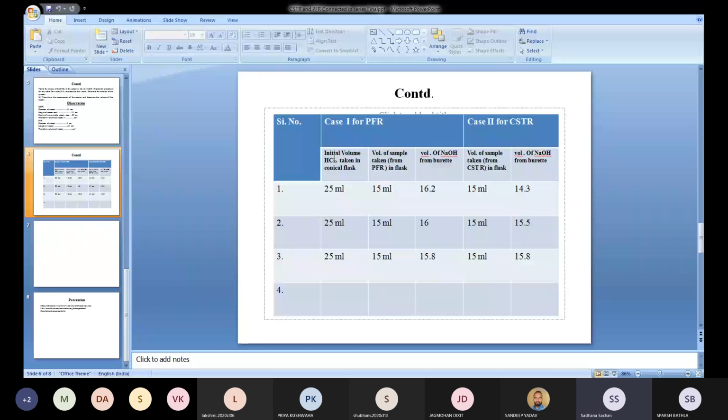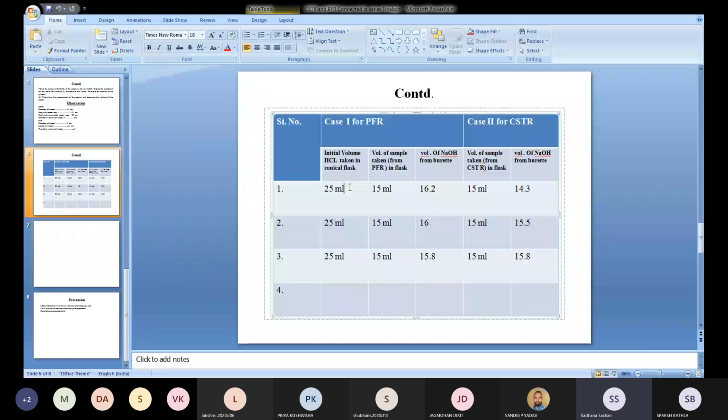This is the initial volume of HCl taken in the conical flask. We take 25 ml every time, in excess, because some unreacted HCl will be in the flask. So the initial volume of HCl taken in the conical flask is 25 ml. You can take suppose 30 ml or 20 ml.